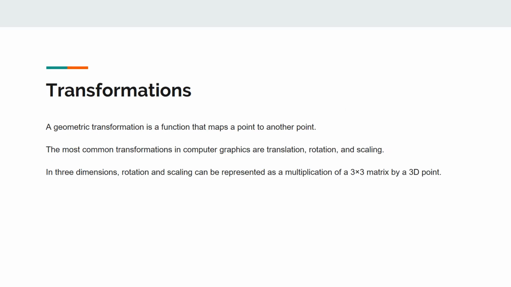Transformations. A geometric transformation is some function that maps a point or set of points, particularly a matrix, to another point. The most common transformations in computer graphics are translations, rotations, and scaling. In 3 dimensions, rotations and scalings can be represented as a multiplication of a 3x3 matrix by any 3D point.